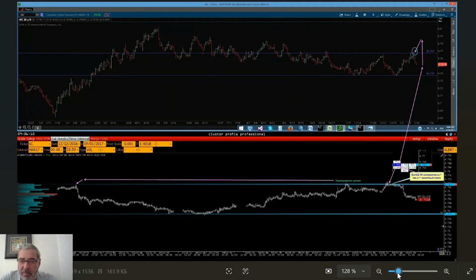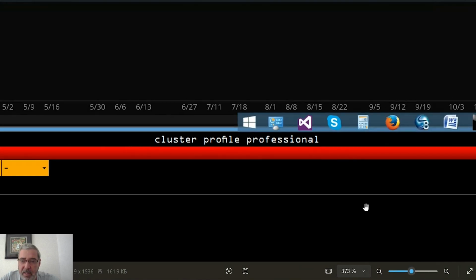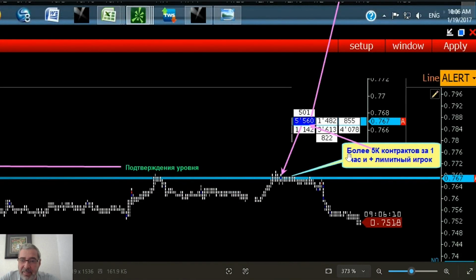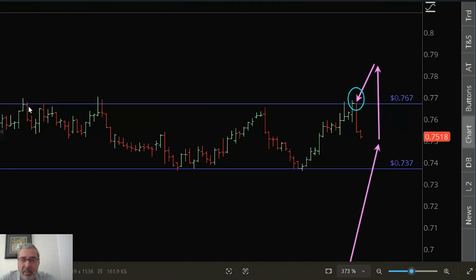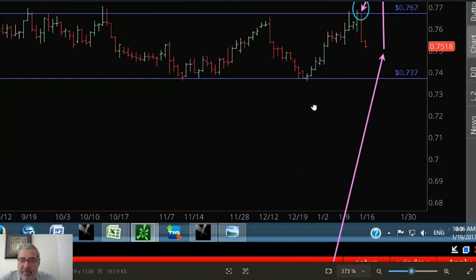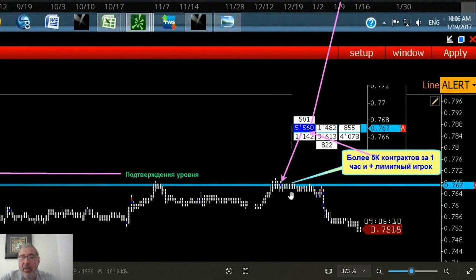It says right here, over 5,000 contracts in an hour, plus a limit player at $0.767. Take a closer look at this. See? The price is positioned below the level and starts consolidating. You can see in the horizontal volume system over here that we tried to break out the level once, then a second time, and now we're starting to slowly but surely consolidate below the channel's boundary.